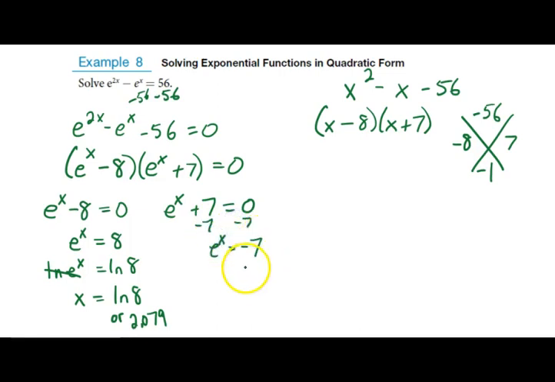And again, I immediately know that this is not going to work. Now, if you continued on and you tried to put the natural log of negative 7 in your calculator, you would get an error. This part is not going to give us a solution because your e to the x graph is always positive. Its range is everything above 0. And negative 7 is down here. So those are two graphs that are not going to cross. So that's not going to give us an answer. Our only answer is the natural log of 8 or 2.079.